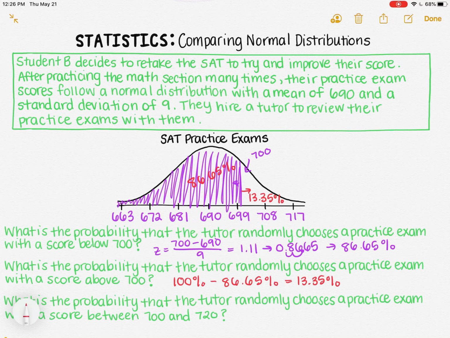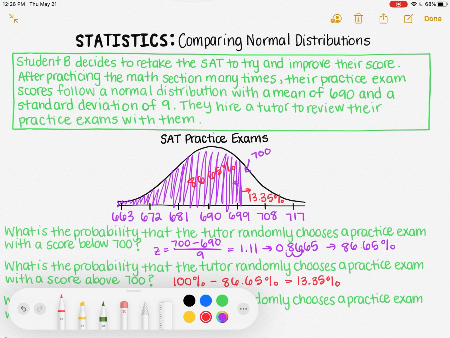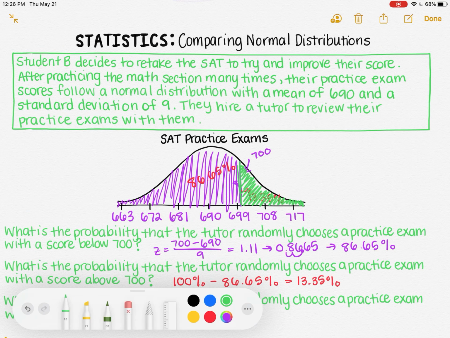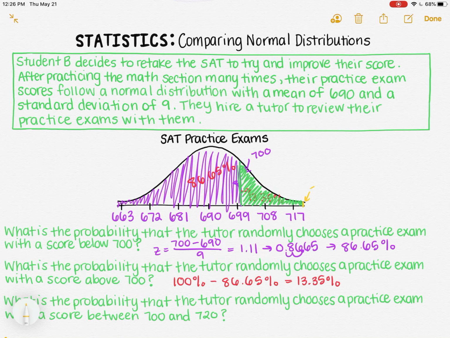Now the next question says, what is the probability that the tutor randomly chooses a practice exam with a score between 700 and 720? So what we're looking for now is we have 700. We already found that right here, a little above 699. And then 720, it's past 717. So I'm looking for the percentage of the practice exams that are in this green shaded area. In order to do this, I am going to need to start by finding the z-score for 720. So here's 720, and the z-score for 720 will allow me to find the area or percentage to the left of 720 from my z-score table.